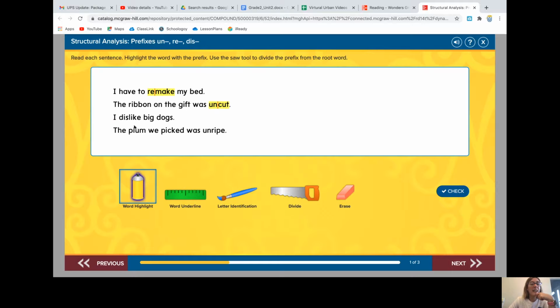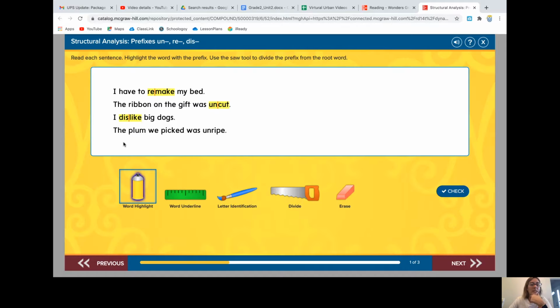Next sentence. I dislike big dogs. Ooh, okay. So what is the prefix? What's the word with the prefix? Dislike. Let's write dislike down. Okay. What is the prefix and what's the root word? Yes, like is the root word and dis is our prefix. So what does dislike mean? Not like. I don't like big dogs.